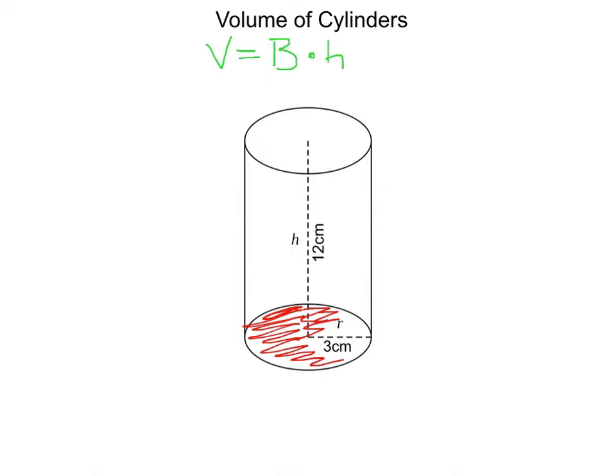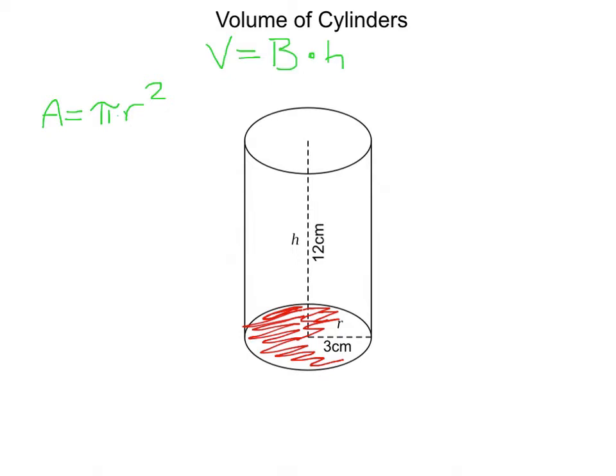If we want to find the area of this base, then we're going to have to use the formula for finding the area of a circle. So let's do that as our first step. We're going to find the area of a circle, which is pi times radius squared. So that's the formula we're going to use first, and that's to help us find the area of the base.